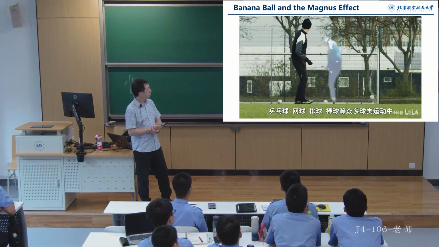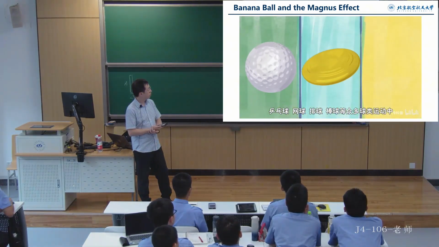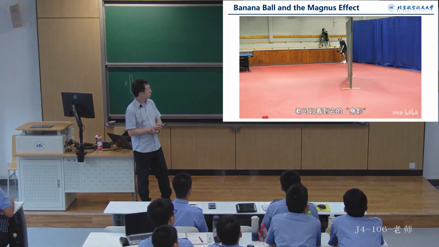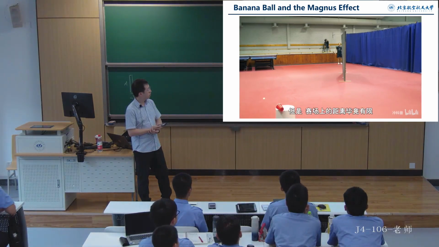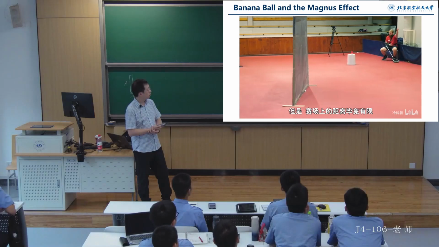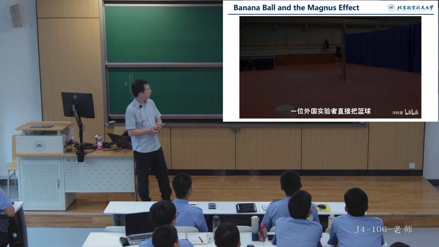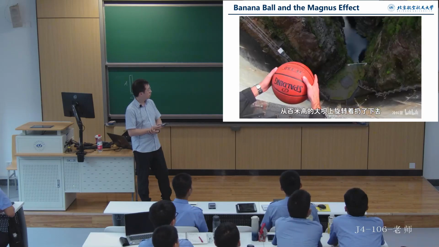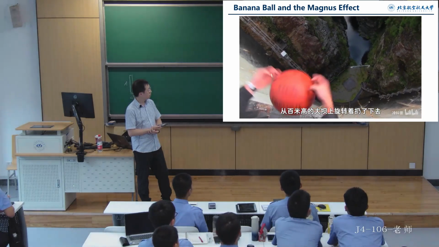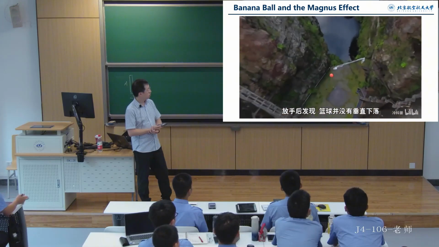Of course, this technique is not only seen on the soccer field, it can also be observed in many other ball sports such as table tennis, tennis, billiards, and baseball. However, the distance on the field is ultimately limited. To truly appreciate the dramatic effect of the Magnus effect, a foreign experimenter directly threw a spinning basketball off a 100-meter high dam.